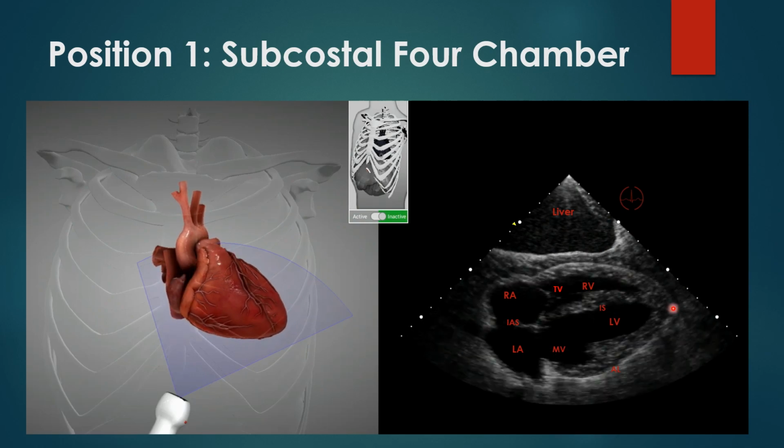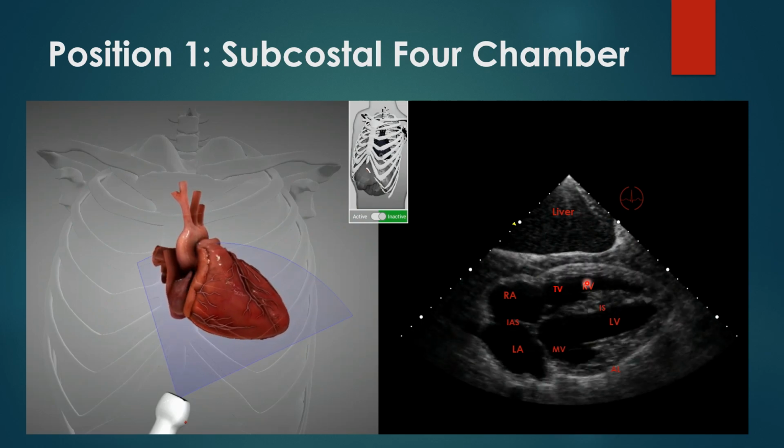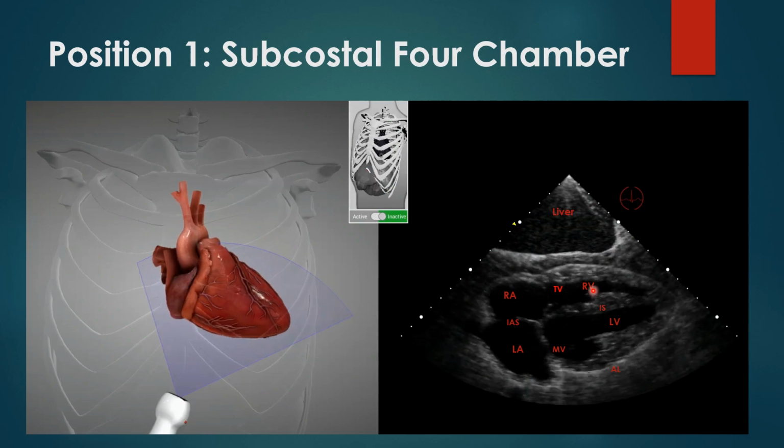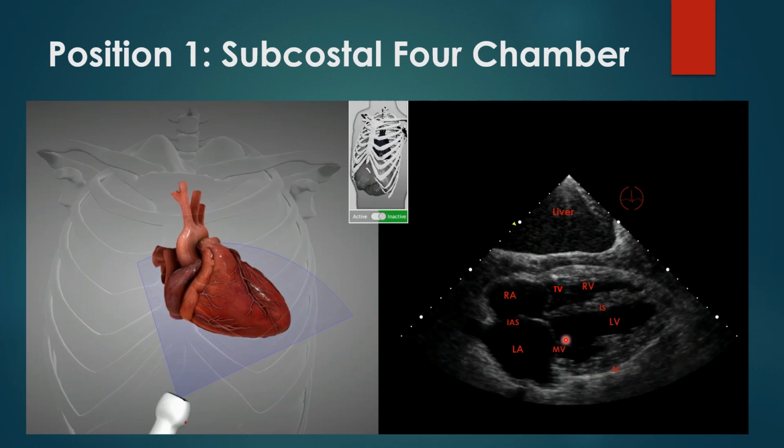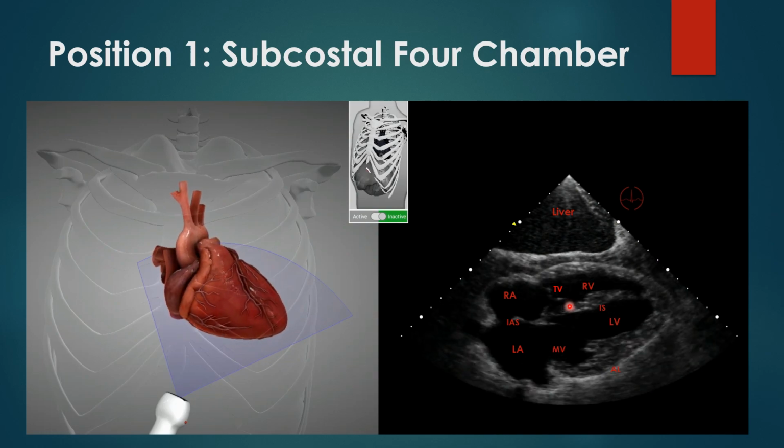But in general, you're going to have the liver as an acoustic window. You see contractility. The RV is about half the size of the LV, which is very good. If this is not half the size of the LV, either the RV is dilated, or else, if the LV is more than twice the size of the RV, you've got some degree of LV dysfunction.